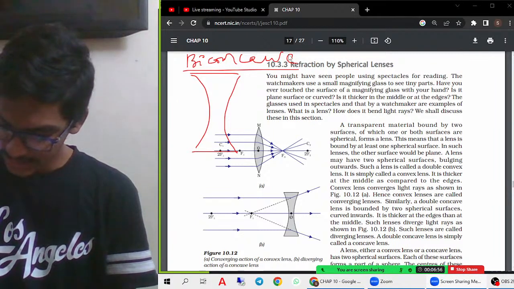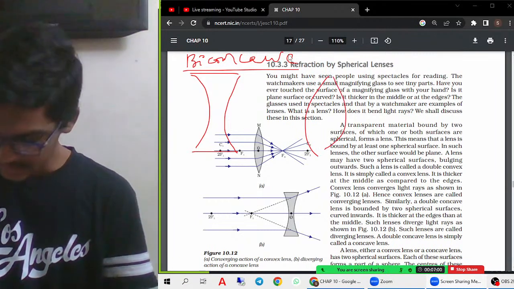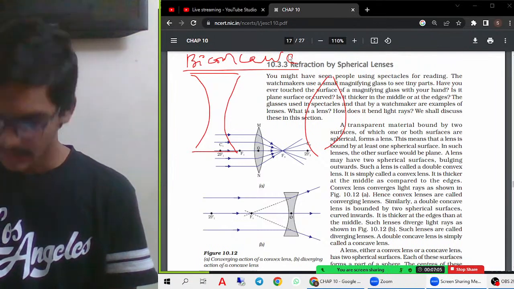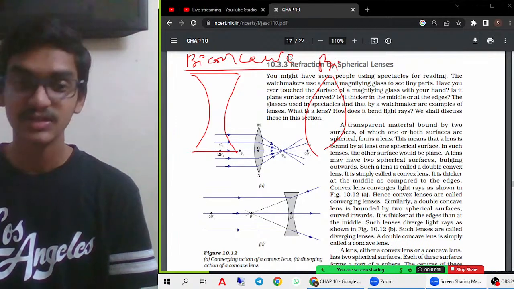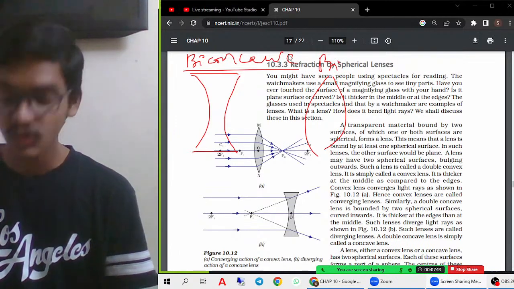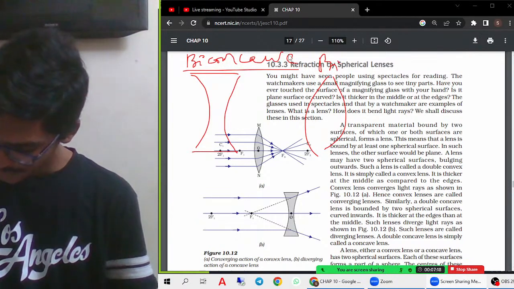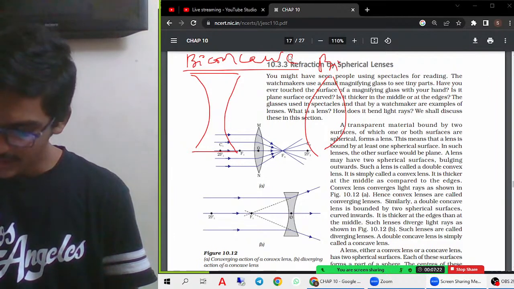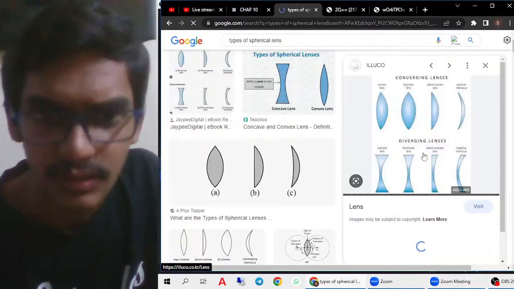And one more important thing is the biconvex lens. If you see a biconvex lens, it is thicker in the middle and thinner at the edges, which is opposite to that of the concave. So this is a biconvex lens, thicker in the middle and thinner at the edges, whereas concave is thinner in the middle and thicker at the edges. That you have to remember. This means that a lens is bound by at least one spherical surface, at least one side should be a spherical surface.